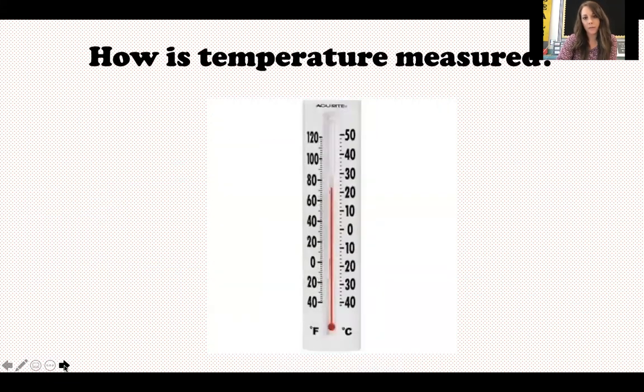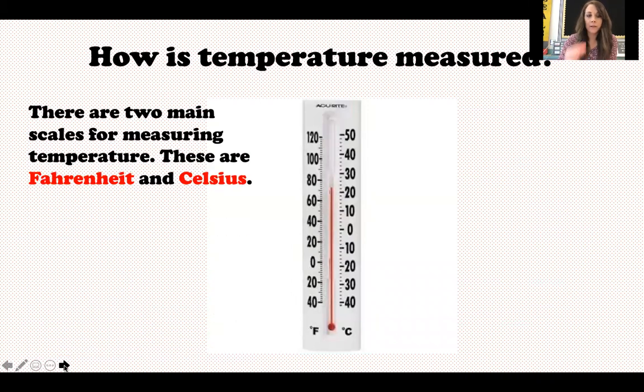How is temperature measured? So here's a picture of a thermometer, and it says there are two main scales for measuring temperature. These are Fahrenheit and Celsius.